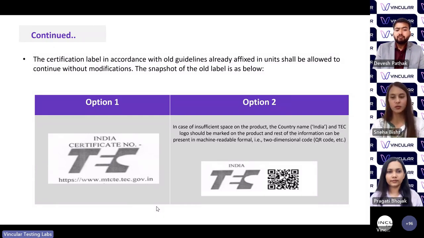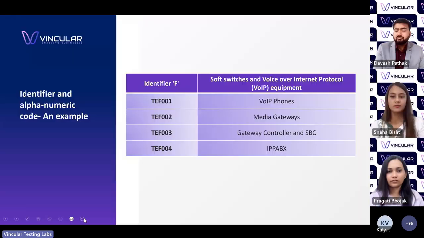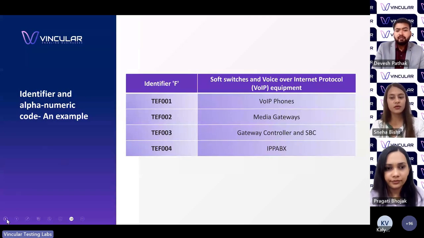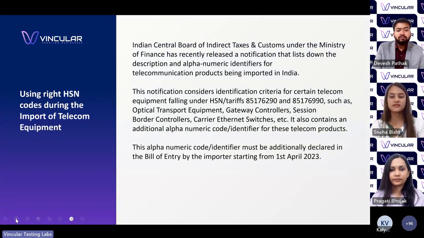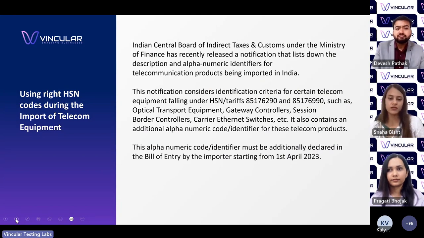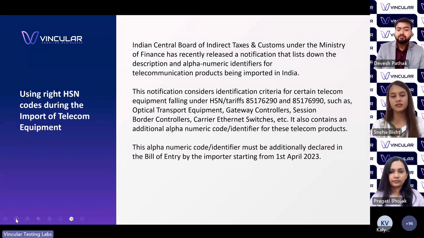Again, a very important topic: the HSN code and how important it is while you import your telecommunication products. Like I mentioned, the applicable customs duty is auto-calculated based on the assigned code. And since different codes evoke different percentages of customs duty, oftentimes importers misclassify their product's HSN code to avoid high customs duty, or maybe due to the licensing requirements for regulated products. I will now talk about a very recent notification that came from the Indian Central Board of Indirect Taxes and Customs, which listed the description and alphanumeric identifiers for telecom products being imported in India.